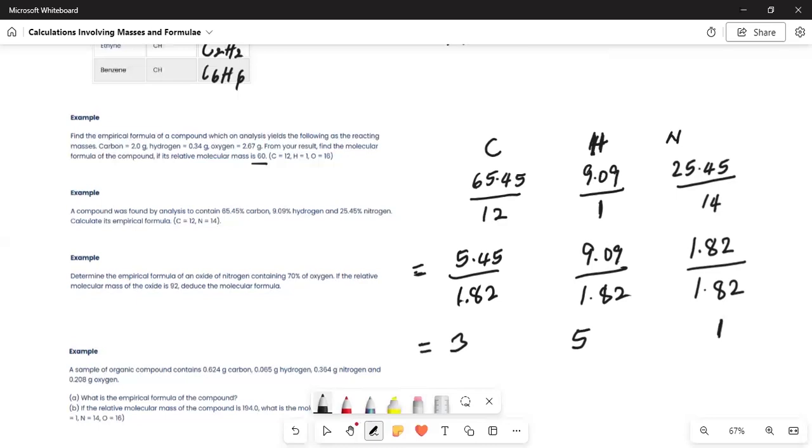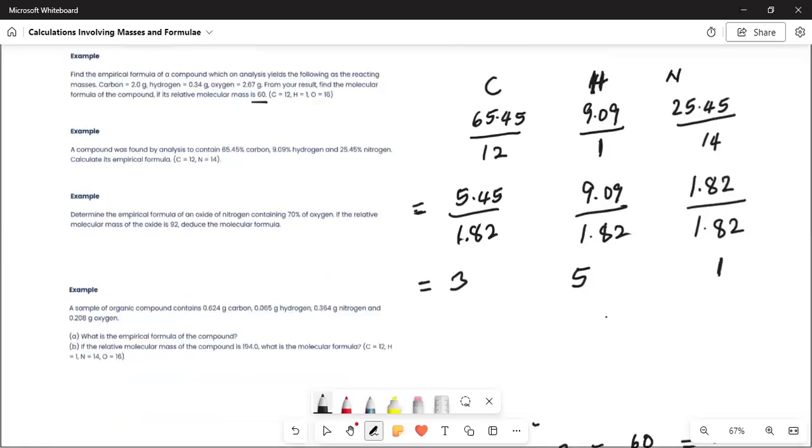So this is the ratio in which these component elements are combined. Therefore, the empirical formula of the compound will be C3H5N. Okay, the next one says determine the empirical formula of an oxide of nitrogen containing 70% of oxygen. If the relative molecular mass of the oxide is 92, deduce the molecular formula.